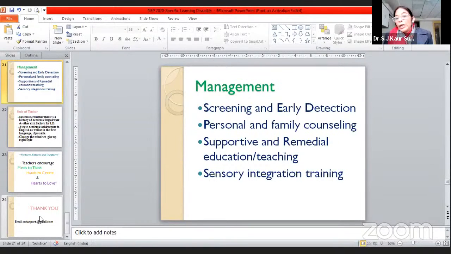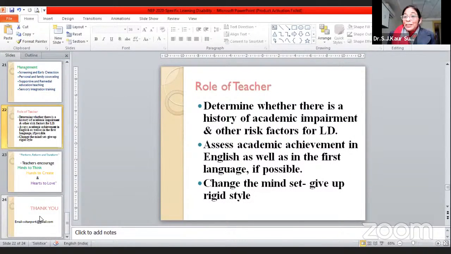Sensory integration training is also required. Now, what is the role of the teacher? As an educator, how can you help? You can help in screening, right? You can find out, yes, the child has all these characteristics. I think there is some problem. Then you can refer the child, in consultation with parents, to the counselor, to the psychologist, to the special educator of the school.